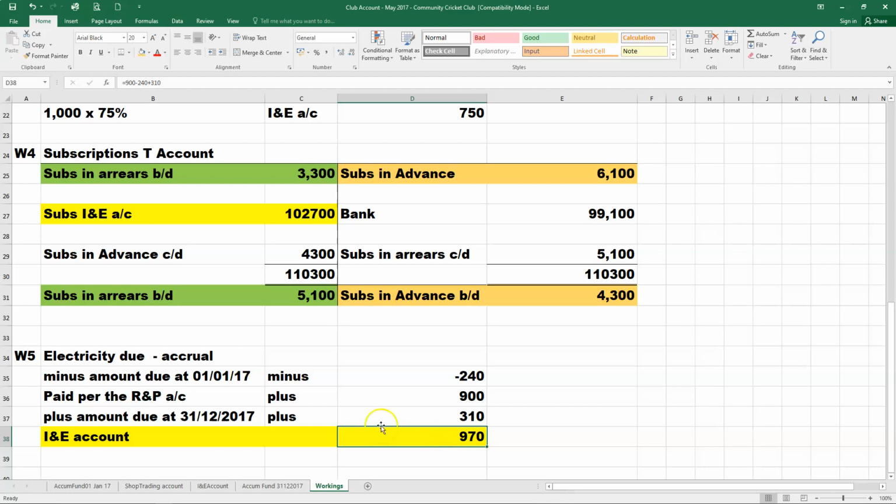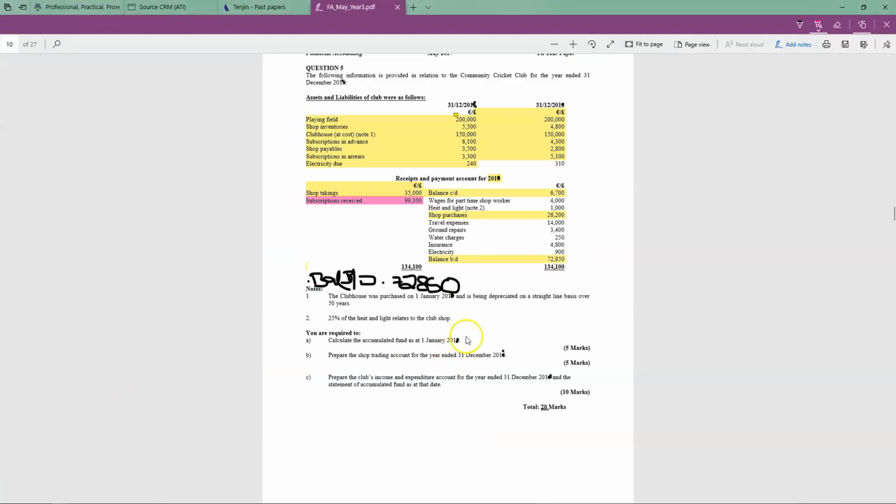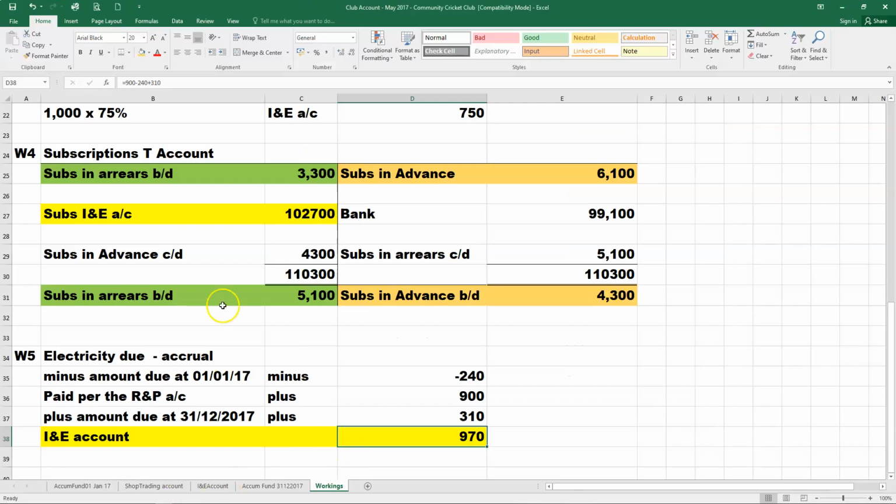So inside your receipts and payments, instead of a figure of 900 euro for electricity, which is here, we're going to cross that out. And instead we're going to put in a figure of 970 euro. And that is working for. So we're crossing out the 900 and making it 970 euro instead. Okay, and then I'm ready to start my shop trading account.